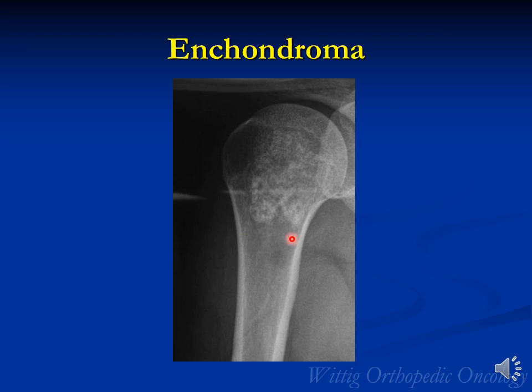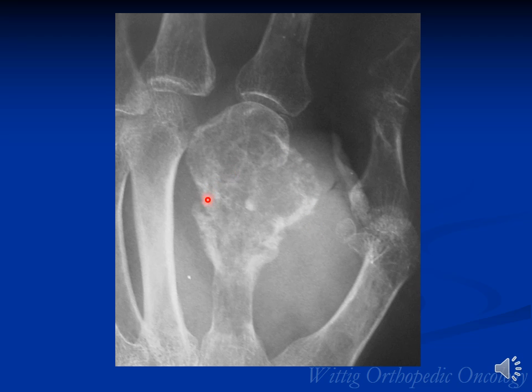And these are various examples. Here's an enchondroma with ring and arc calcifications. Here's a chondrosarcoma in the hand. Hyaline cartilage tumors should always remain intraosseous. If they ever extend extraosseously, they are considered a malignancy.